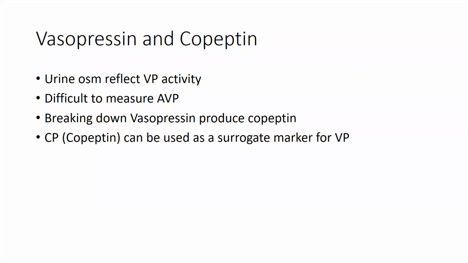AVP is hard to check because it's unreliable and unstable, and it can bind to platelets, so you cannot measure it. But nowadays there's something called copeptin. Copeptin is what you get when you break down the vasopressin. So they use it as a surrogate for ADH or for vasopressin, and you can measure it in the blood. We still don't use it in the US yet. I think a lot of countries have started using it, but we're still not approved to use it here.